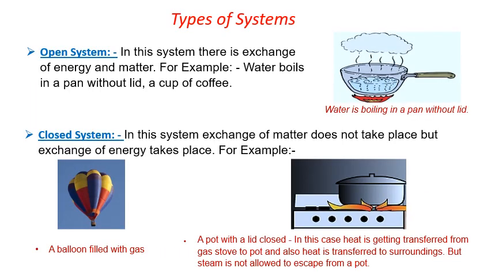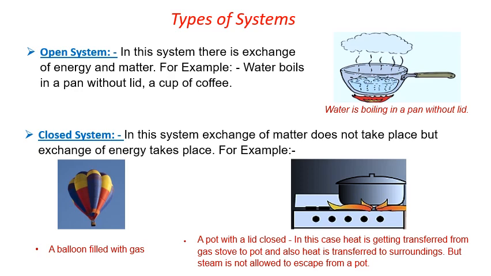Types of systems. Open system. Whenever there is an exchange of energy and matter, such a system is called an open system. For example, water boiling in a pan without a lid.